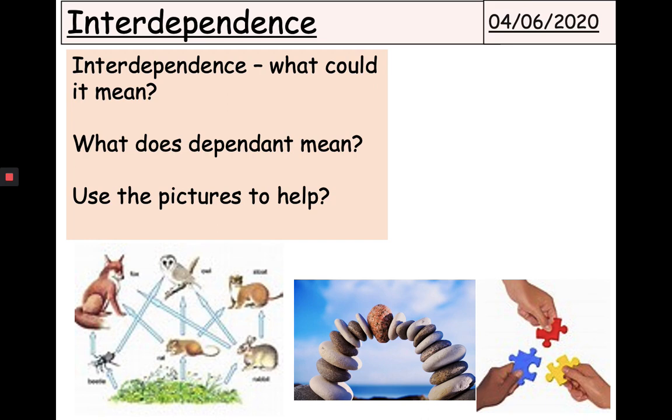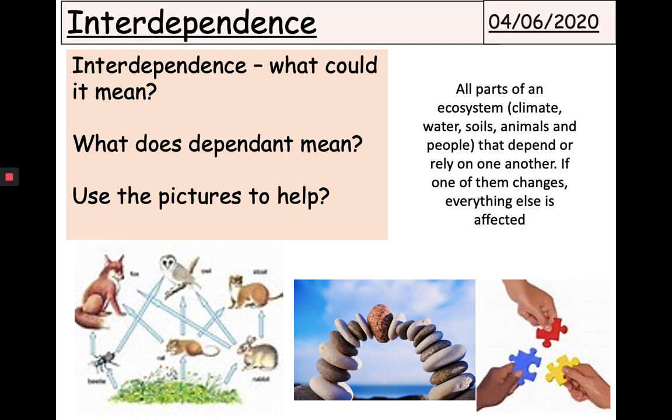Okay, so you've had a bit of time to think about what it could mean. Now what interdependence actually means is that all parts of an ecosystem, that includes its climate, water, soils, animals, and even people, depend or rely on one another. So if one changes, everything else is affected. So you're dependent on each other.